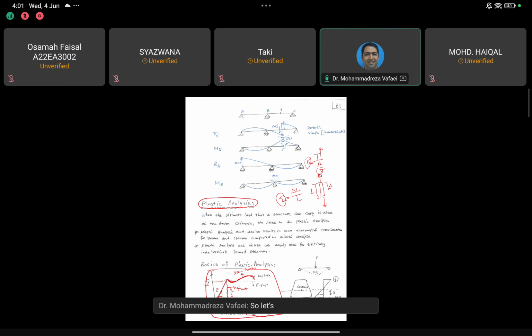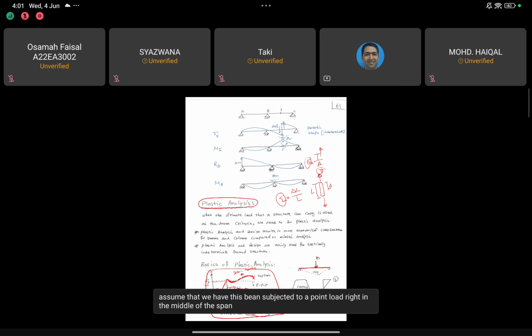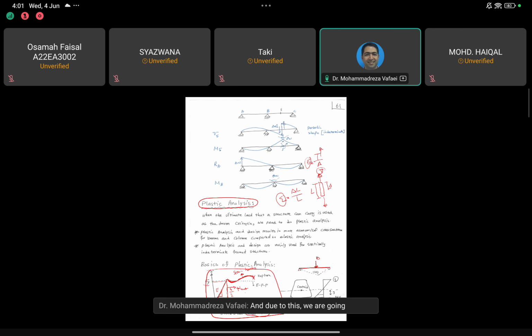So let's go and see what happens to our beam little by little when the force is increasing. So try to assume that we have this beam subjected to a point load right in the middle of the span. And due to this, we are going to have a bending moment inside our beam, which is maximum right under the point load. Let's assume that the cross section of this beam is something like this. So it can be rectangular, triangular, circular, any shape.